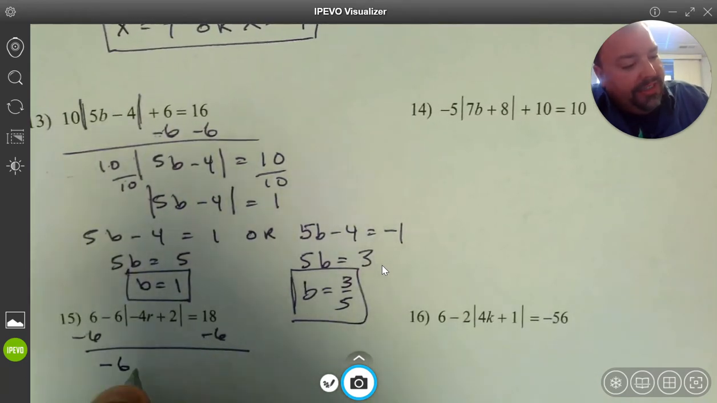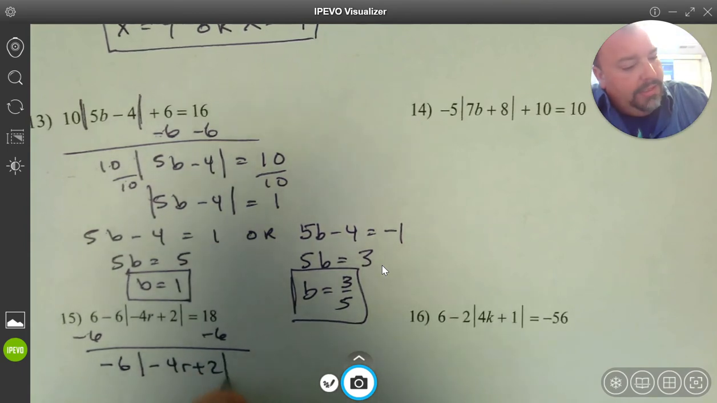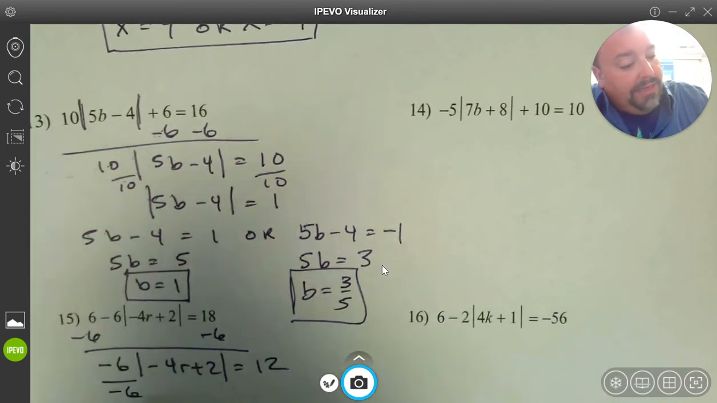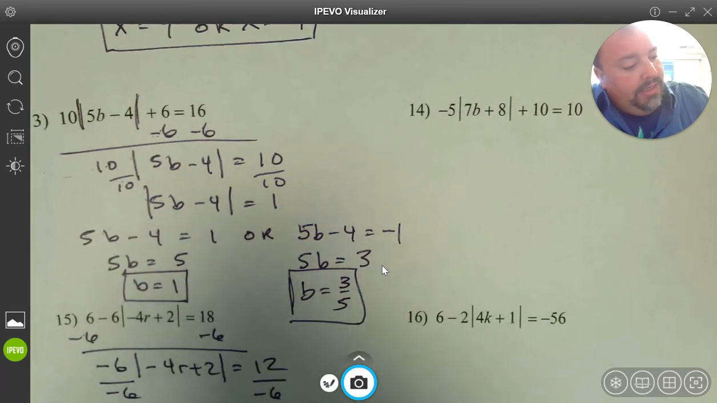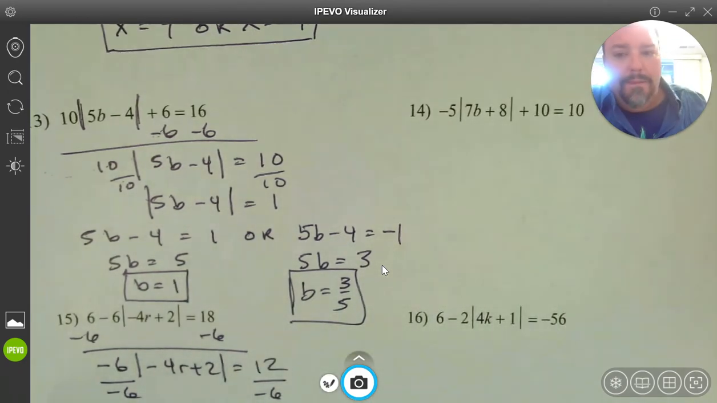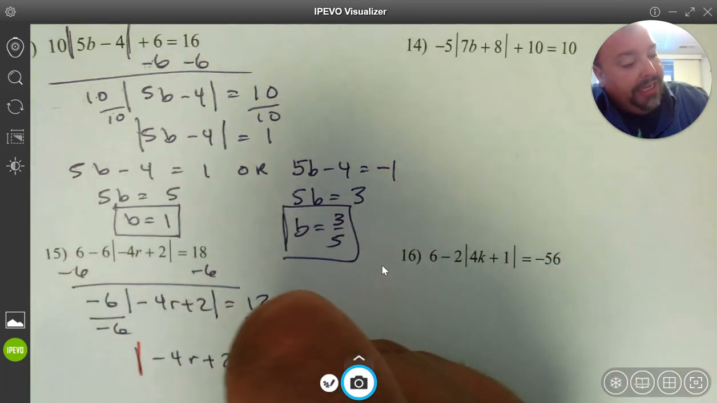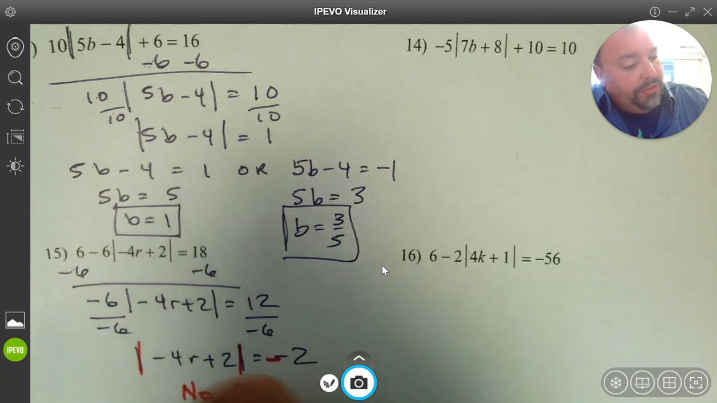That gives us -6, absolute value of -4r plus 2 equals 12. Divide by -6, divide by -6, absolute value of -4r plus 2 is equal to -2. But now we have absolute value equals a negative, so we can stop right there and write no solution.